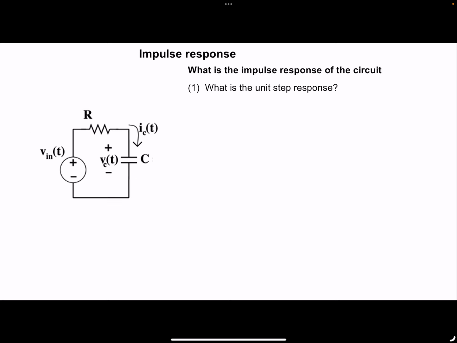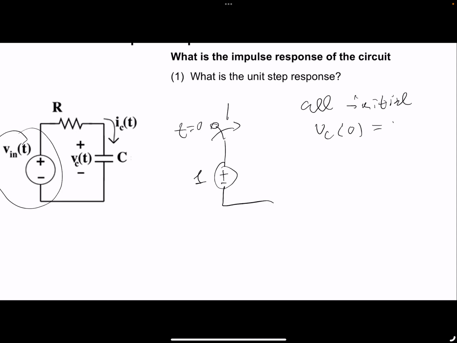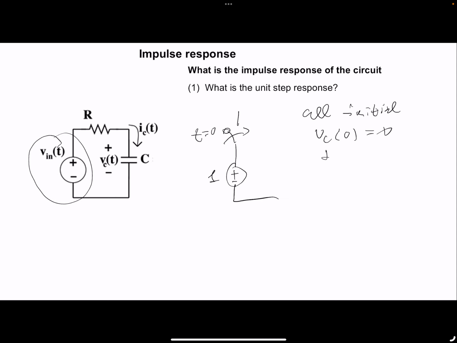So just remember, the impulse response was just: you flip the switch. You replace your Vn with a switch that turns on at time equals 0, and then you put a unit voltage source. What that also means is that all initial conditions equal 0. So Vc will always be 0 when you have a unit step, and d/dt of Vc will always be 0, and same thing with IL. Actually, no, not this one, sorry. It will always be 0 when you have a unit step response.